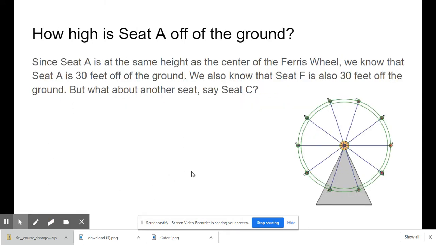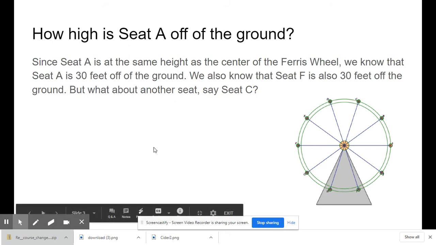Since seat A is the same height as the center of the Ferris wheel, we know that seat A is 30 feet off the ground. We also know seat F is 30 feet off the ground. But what if we want to find the height of another seat, say seat C? That's where we're going to have to use the sine function.